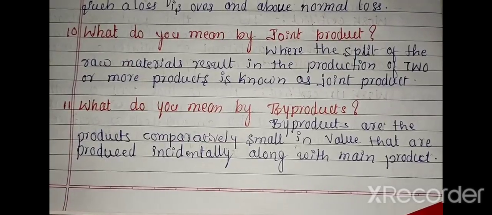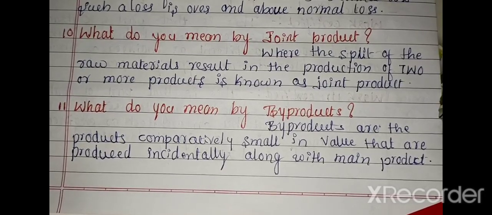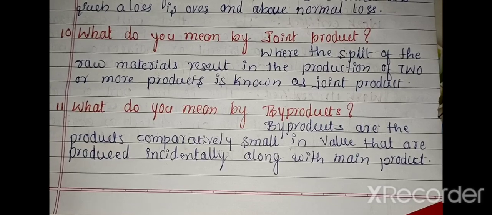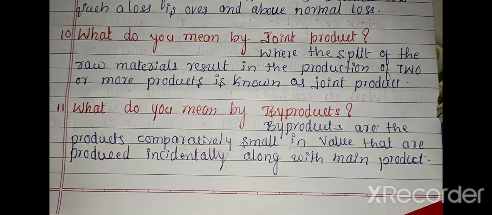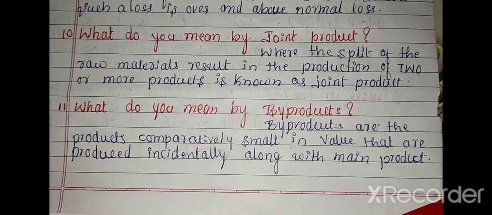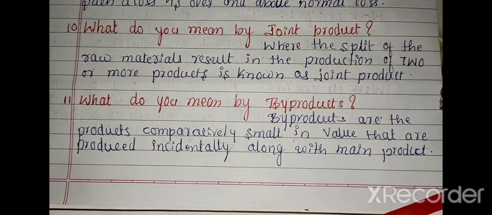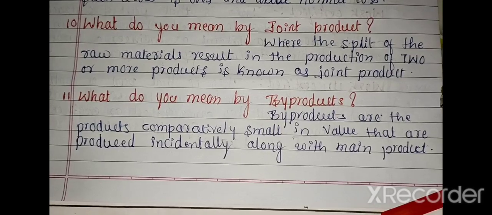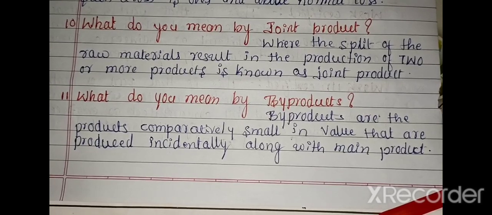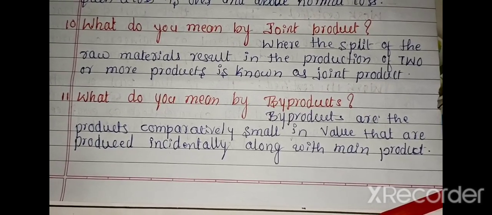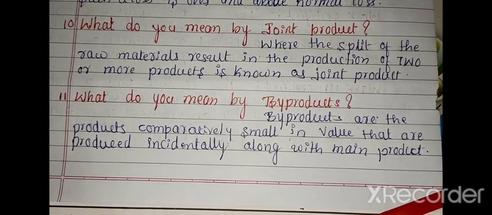And question number 10, what do you mean by joint product? Here the split of the raw materials results in the production of two or more products, known as joint products. Question number 11, what do you mean by byproduct? Byproducts are products comparatively small in value that are produced incidentally along with the main product. It is called a byproduct.